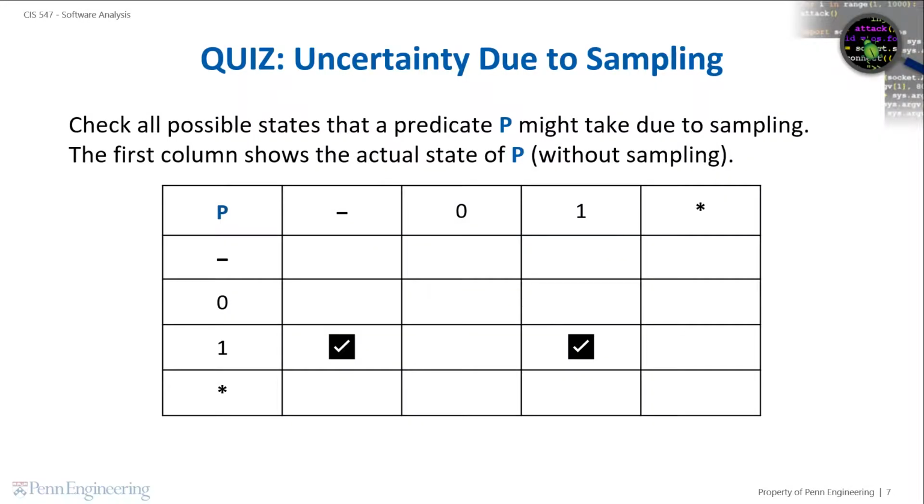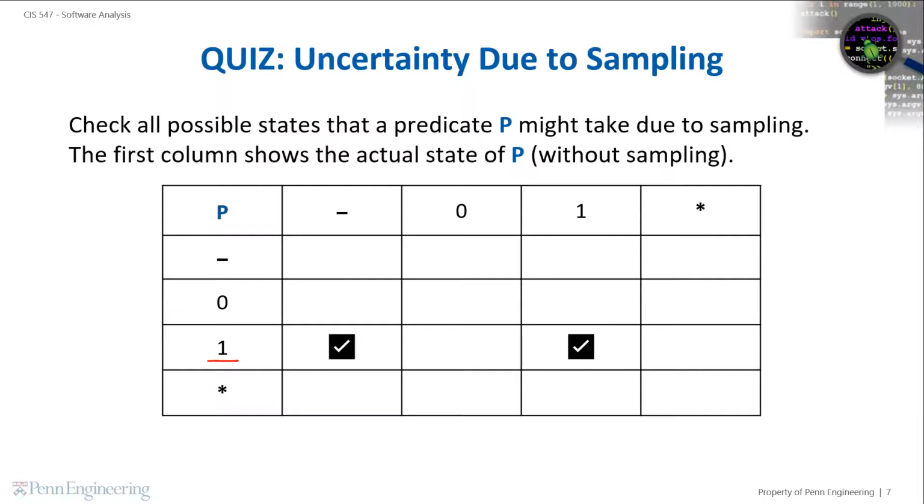We haven't yet precisely outlined the possible states that might be recorded for a predicate P due to sampling. Let's do this in the form of a quiz. Suppose the first column of this table shows the actual state of predicate P in a run without sampling. Check all possible states that we might record for predicate P due to sampling. As a hint, let's determine the possible states that might be recorded when the actual state of predicate P is 1. In other words, P is a predicate that is always true in the run we are looking at.